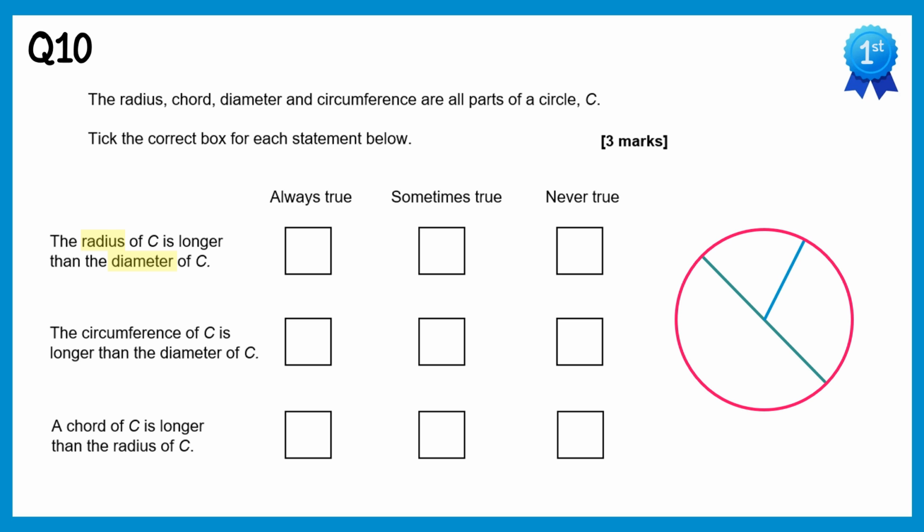going through the centre. So we have a radius here which is in blue, and a diameter here which is in green. The question said the radius is longer than the diameter. You can see clearly this is never true, the radius is always smaller.